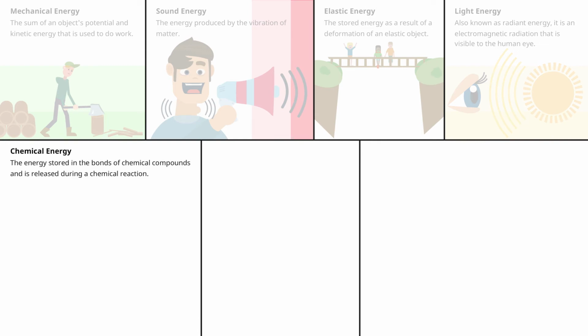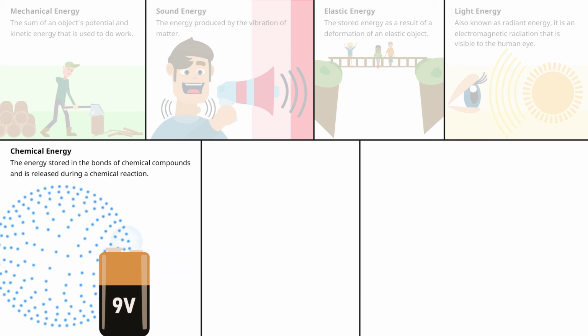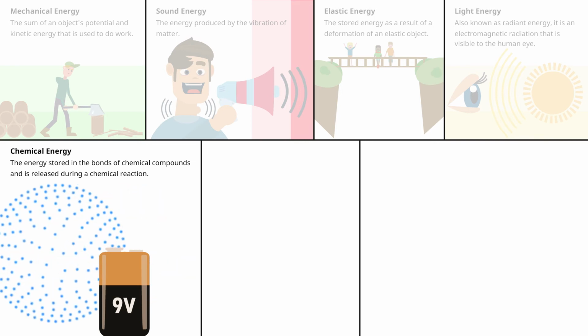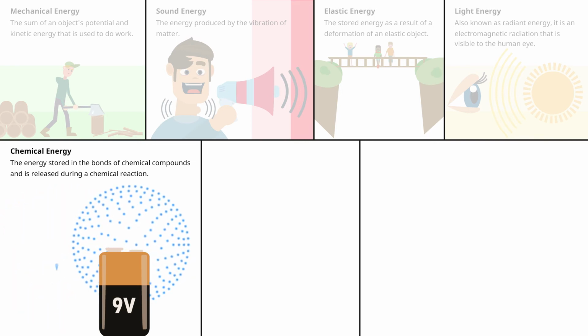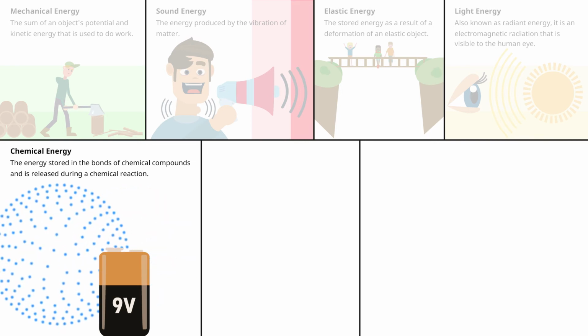Then we have chemical energy. This is the energy stored in the bonds of chemical compounds and is released during a chemical reaction. Batteries are examples of chemical reactions. Once the battery is connected to a circuit, chemical reactions occur to cause the flow of electrical energy. And fireworks. Who doesn't love a good fireworks show? They're a great example of energy being released because of a chemical reaction.